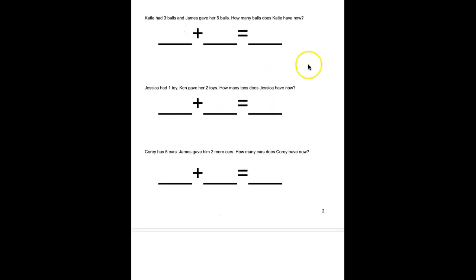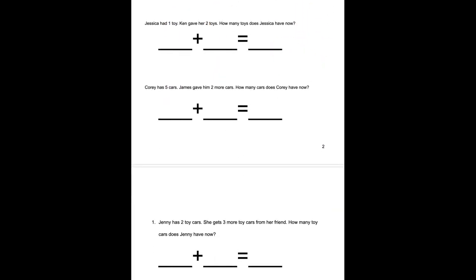So therefore, let's go down a little bit so we can see. 1, 2, 3, 4, 5, and then 2 more, 1, 2. And then we're going to count those out. 1, 2, 3, 4, 5, 6, 7. So if we think about it, 5 plus 2 equals 7. So how many did he start out with? He started out with 5. And then his friend James gave him 2 more. And that equals 7 cars in total. Okay? All right, guys.